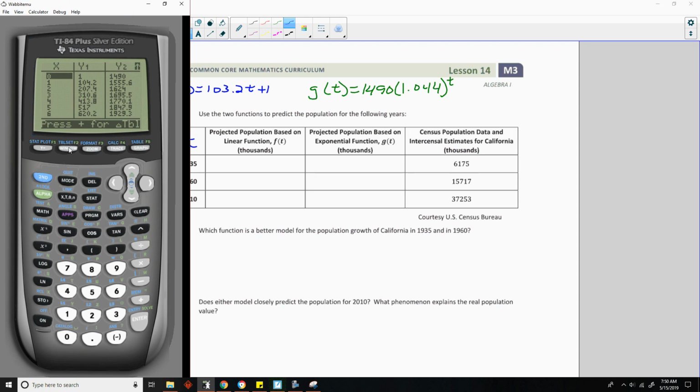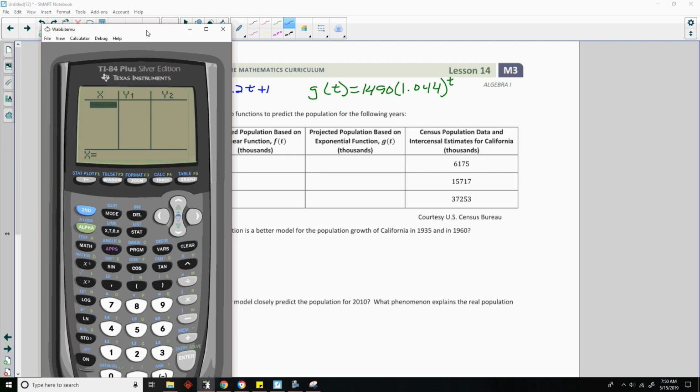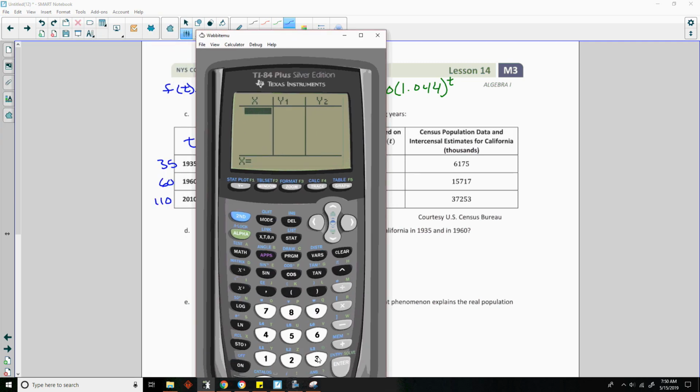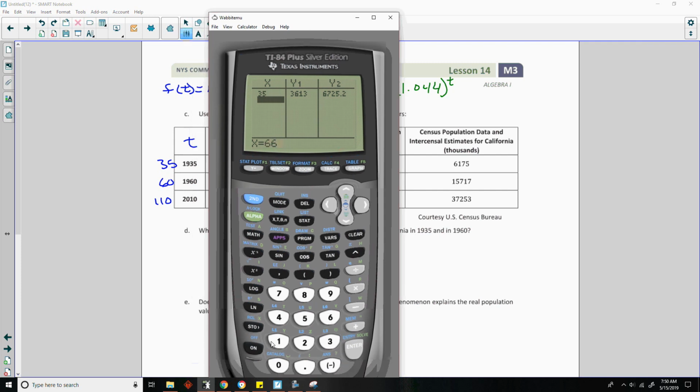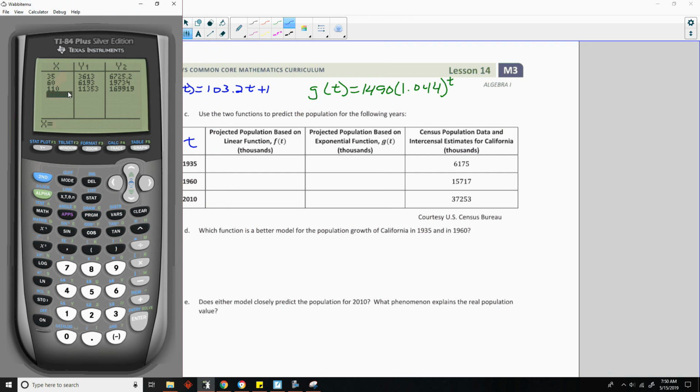To do that, I go to my table set, I switch it to ask, and then I hit second graph to go to a table. And I plug in my x's. Let me just move this over here. I want 35. I want 60. And I want 110. So there are my three values, 35, 60, and 110. That's these three here. And y is 3,613 linearly.